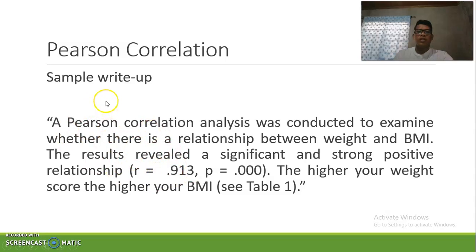Take a look at this sample write-up. A Pearson correlation analysis was conducted to examine whether there is a relationship between weight and BMI. The results revealed a significant and strong positive relationship because, as you can see, the R coefficient is closer to 1, which is 0.913, and the p-value is less than 0.05. So this means that the higher your weight, the higher your BMI.